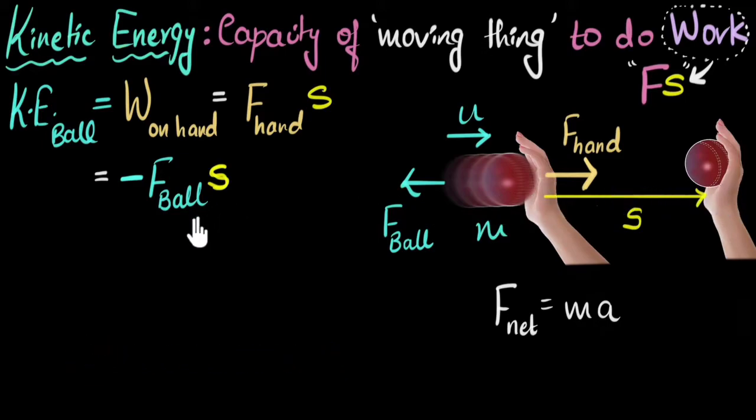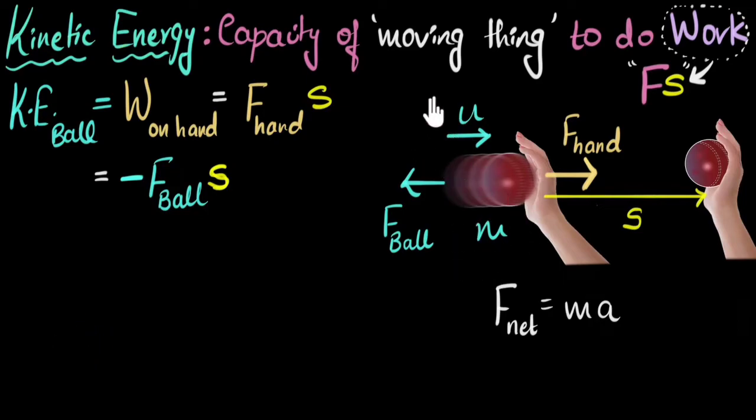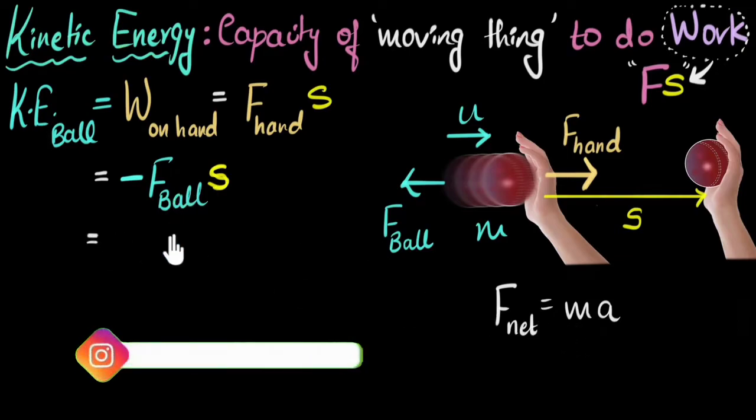So what we have done now is we have brought in the properties of the ball. We now know the force of the ball and the displacement of the ball. And now it'll be easier to bring in the mass and the velocity of the ball. So what do I do next? Well, next I can apply Newton's second law to this one.